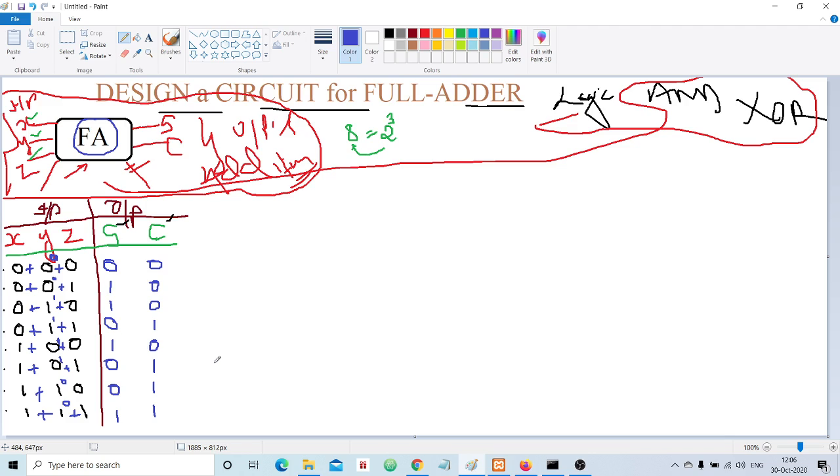So this is how you need to write the truth table for sum and carry, generally called the truth table for a full adder. Clear? If you go wrong here, then the next steps will go wrong. So this is very important. I hope you understood how to come up with the columns for sum and carry, right?